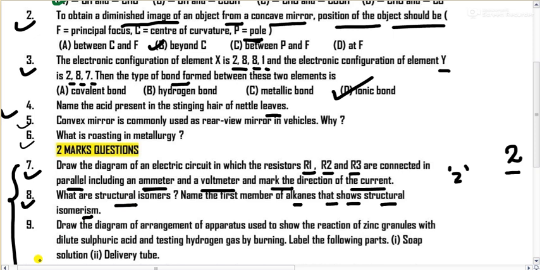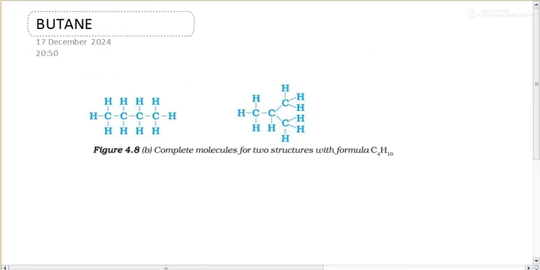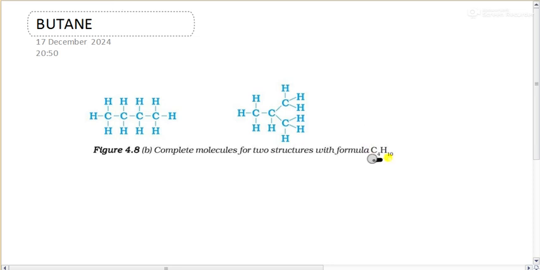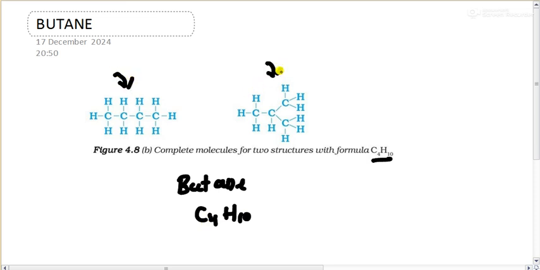Structural isomers, it is from the chapter carbon and its compounds. Let me show you this figure first. Both of these are butane, correct? The name is butane. Its formula is C4H10, but it has two different structures. Got it? So the answer will be, what are structural isomers?